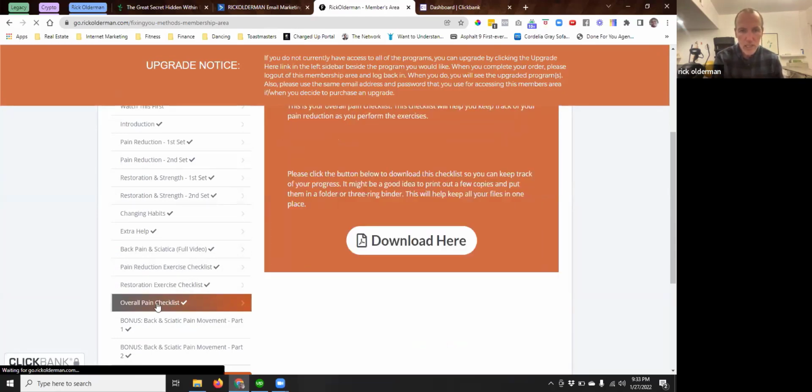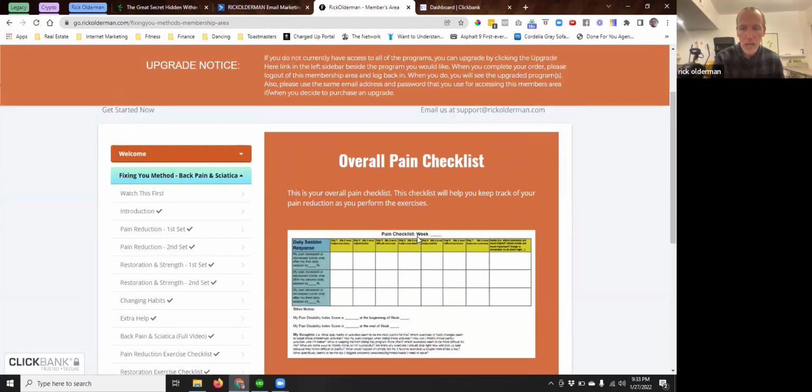Overall pain checklist. This is one that allows you to start thinking like a therapist. It asks you questions like, which ones were hardest for me? Which ones did I do the poorest at? Which ones have I seen the most progress with? Which ones do I think are helping me the most? So this checklist is pretty important because they're the kind of questions I would be asking you.